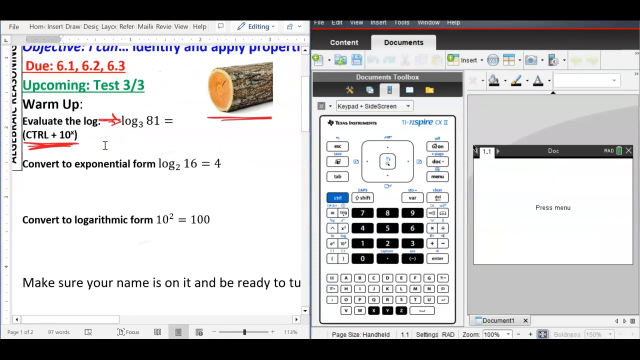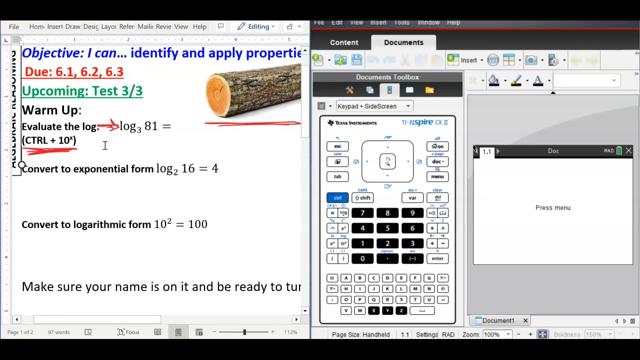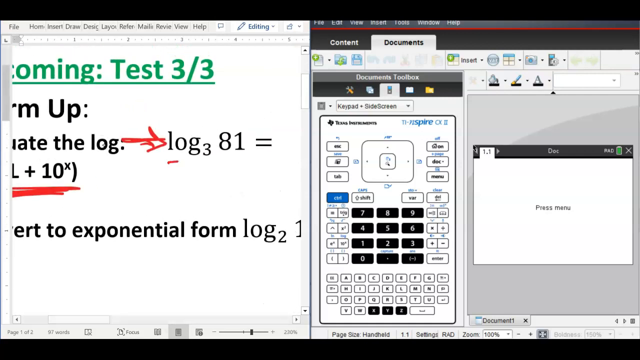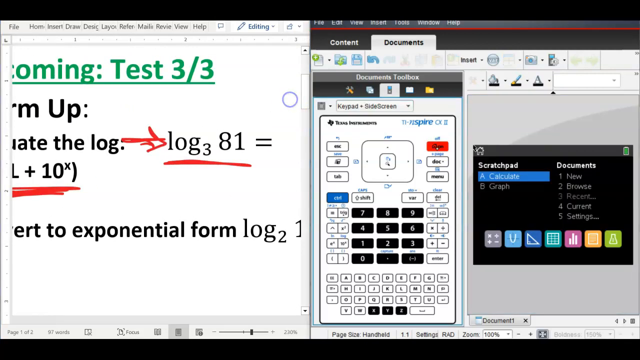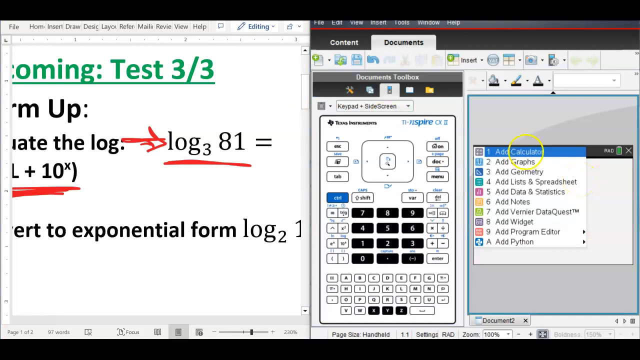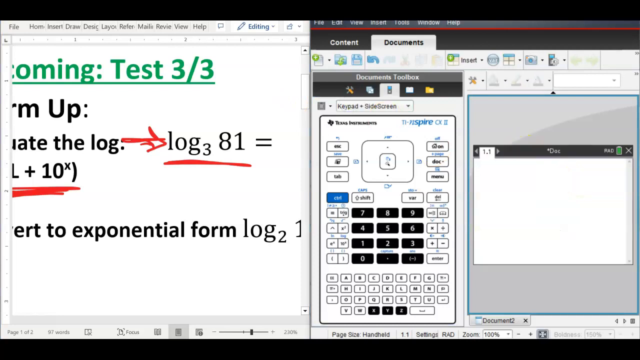Okay, cool. So, see how it says log base 3 of 81, right? If you go to your calculator, you go to a new calculator, okay? Here's how you do log. Is everyone looking? Look over here with your eyes, okay? You have to press, look over here.